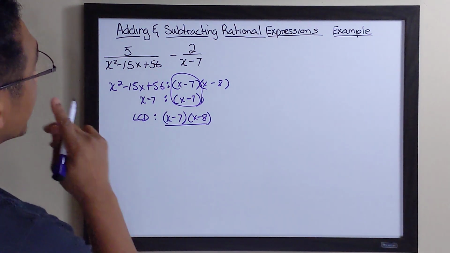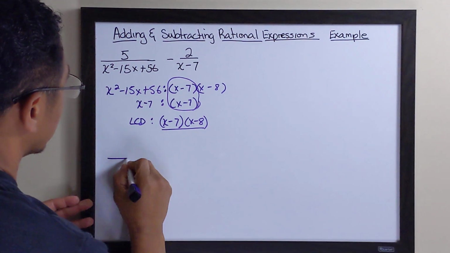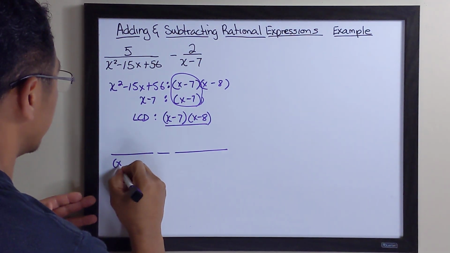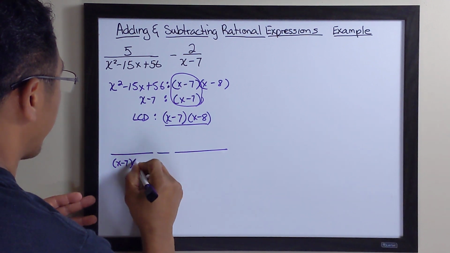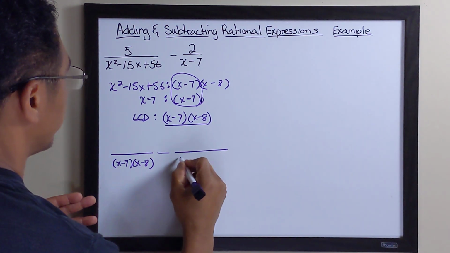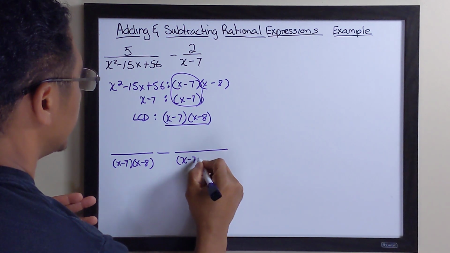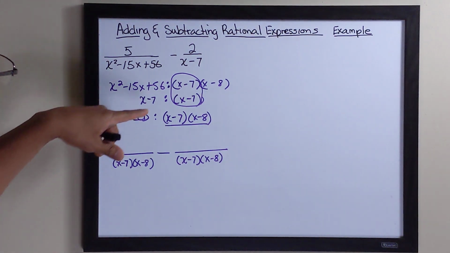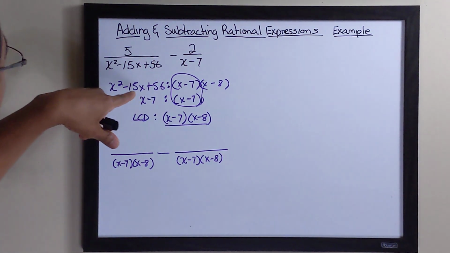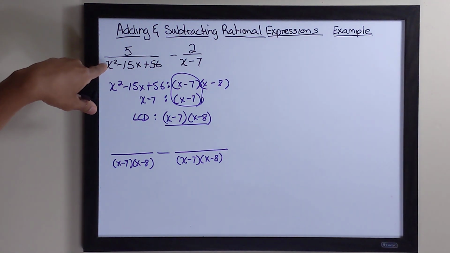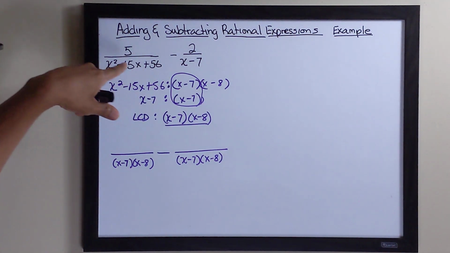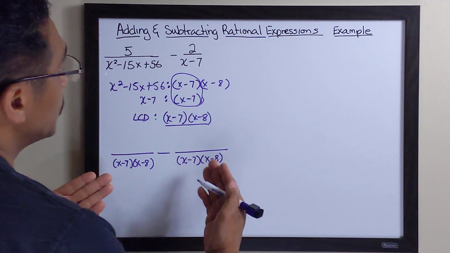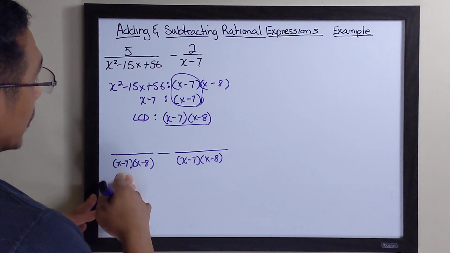Now that we've got that, let's create our new fractions with our new denominator. It's going to be x minus 7, x minus 8, x minus 7, x minus 8. As it turned out, x minus 7 times x minus 8 is just this polynomial. If you multiply these two together, you actually get this. That is our common denominator. Now we're going to look for a new numerator for our first term, and a new numerator for our second term.